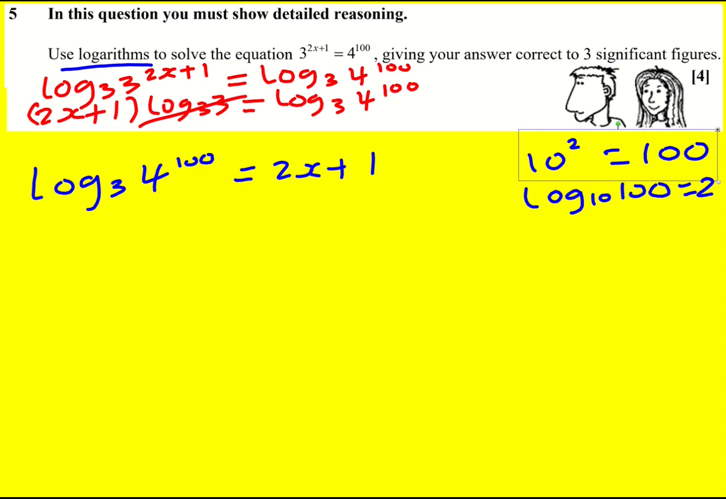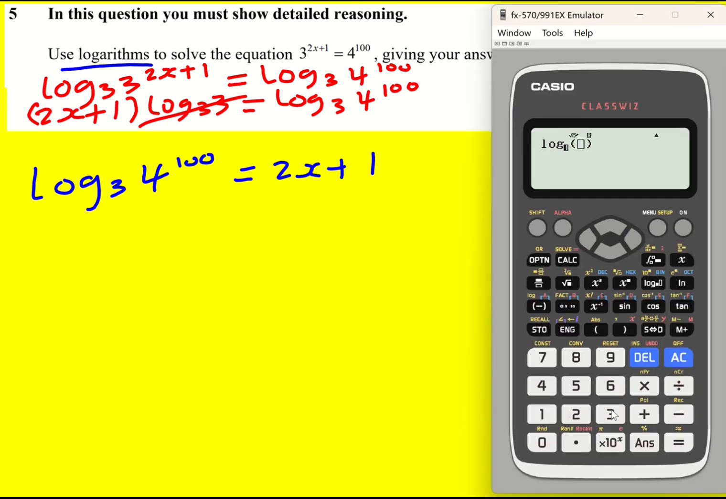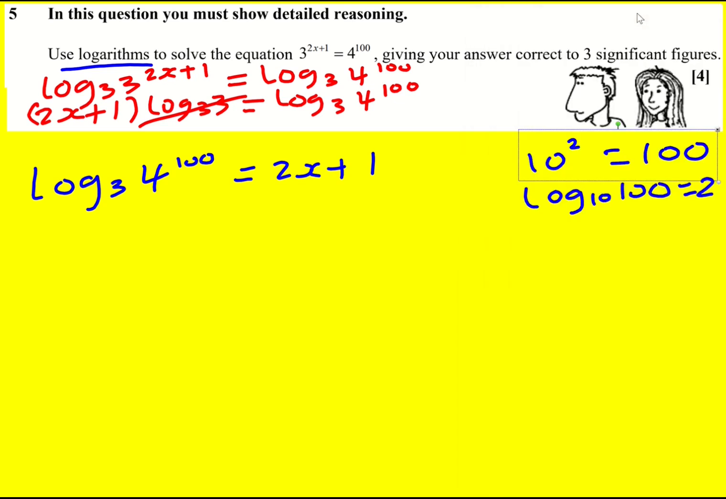In this case, you can just put it in your calculator: log to base 3 of 4 to the 100. If this number was really big, the calculator would have a math error because it tries to calculate the power before it takes the log. In that case, you would have to use the third rule of logs and bring the 1000 out. In this case, it's small enough that it can cope with it: 126.185.